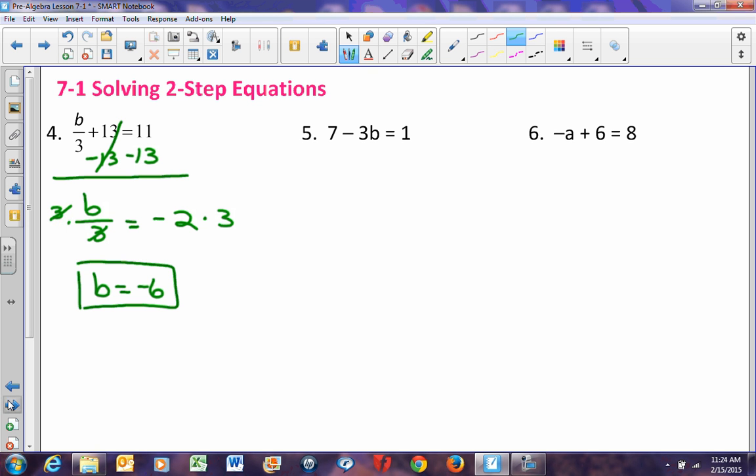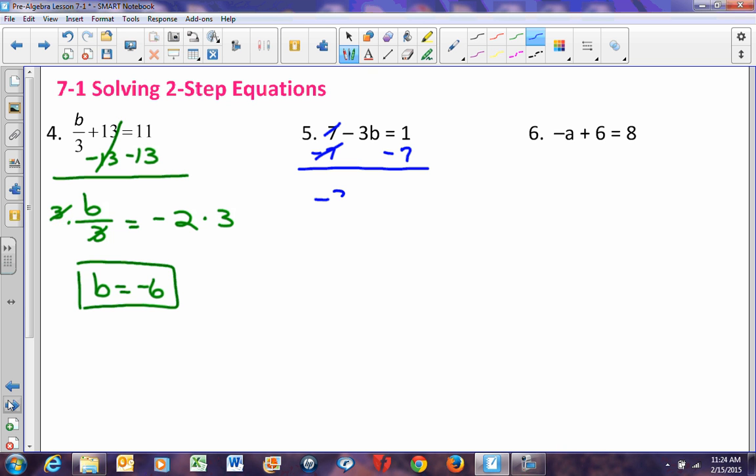Now in equation 5 here, people make the really bad mistake of seeing this equation, 7 minus 3b equals 1, and they automatically think that they should add 7 because they see a subtraction sign. The subtraction sign is not in front of the 7. The 7 is positive, so to undo the 7, we must subtract the 7. I have to subtract 7 here, because if I added 7, I would end up with 14 on the left-hand side instead of 0. These will cancel out.